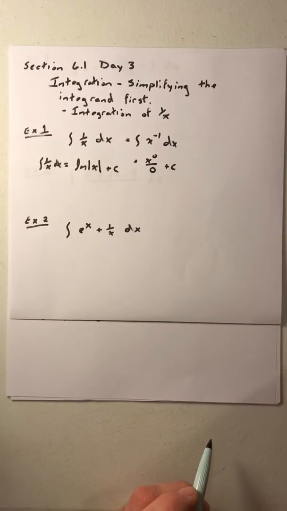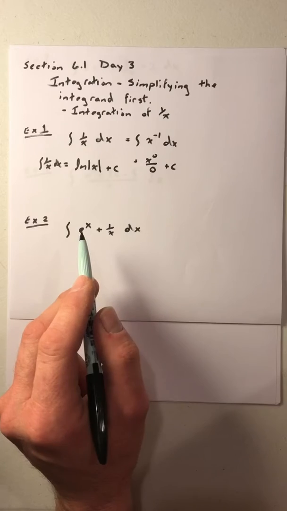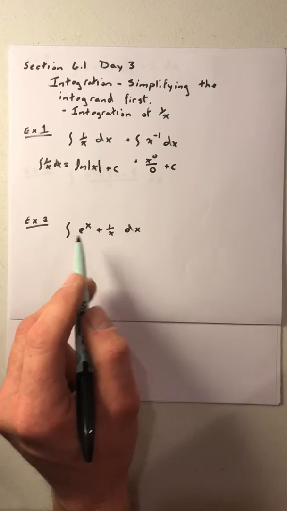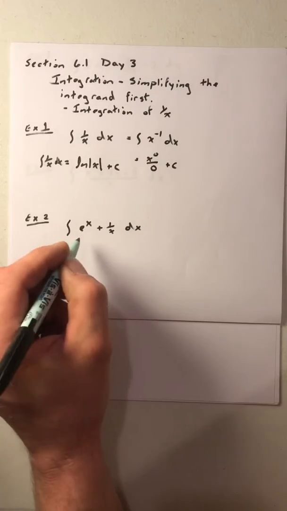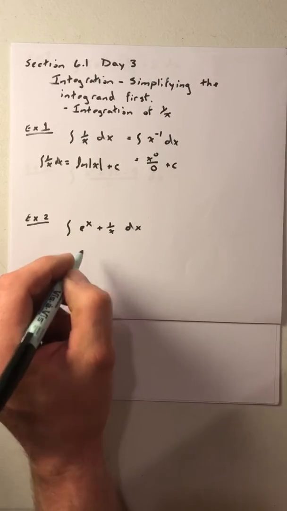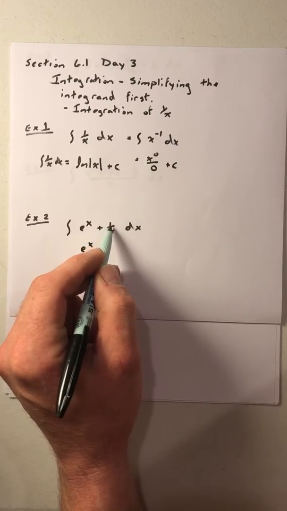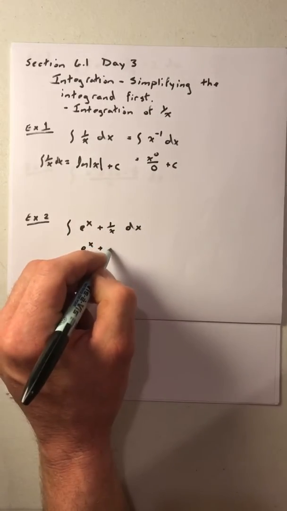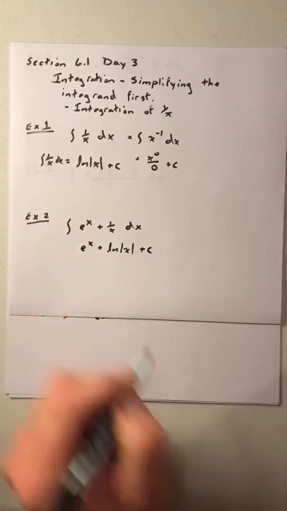So we end up with the natural log of the absolute value of x plus c is the integration of 1 over x. In example 2 here, we can throw anything together that we've done. So we have the integration of e to the x plus 1 over x dx. Integration of e to the x, remember, is e to the x, plus the integration of 1 over x, we just talked about, is the natural log of the absolute value of x plus c.